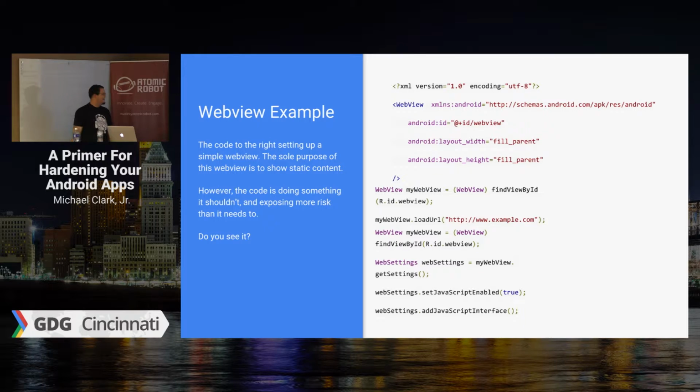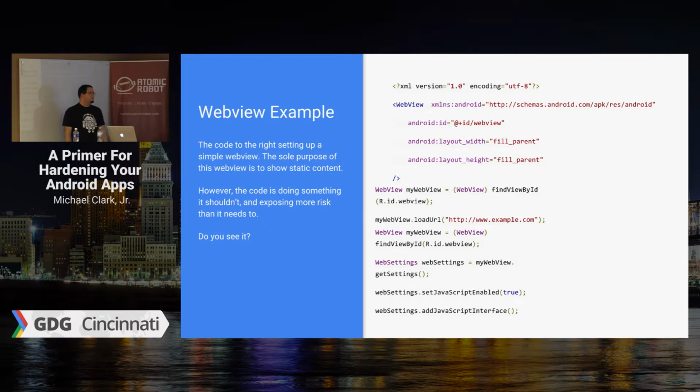Great. Someone got it. Add JavaScript interfaces you need to be particularly careful with. That's the more dangerous one here. That's saying that JavaScript could call methods inside of your code and do things that maybe you didn't intend that JavaScript to do. So that is definitely something that you have to watch out for. And if you're not prepared for that because you're just showing static content, you're opening yourself up to risk. It's something that goes directly against the platform.